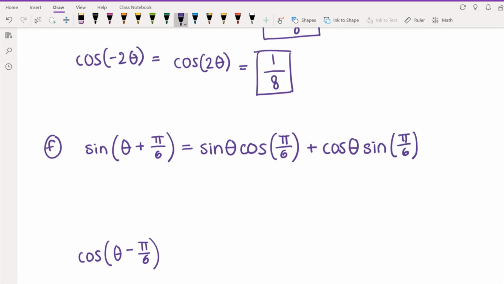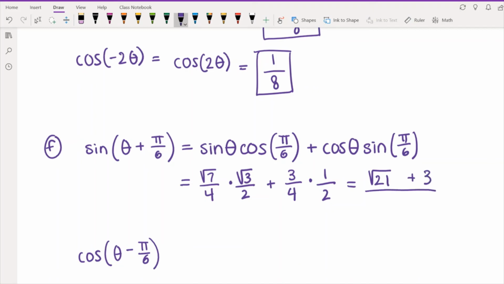Now you can just fill all this in with everything you know. So we know that sine of theta is square root of 7 over 4. We know that cosine of pi over 6 is square root of 3 over 2, just by going on the unit circle to an angle of pi over 6. We know that cosine of theta is 3 over 4. And we know that sine of pi over 6 is 1/2. And so altogether, we're going to get square root of 21 plus 3 over 8.